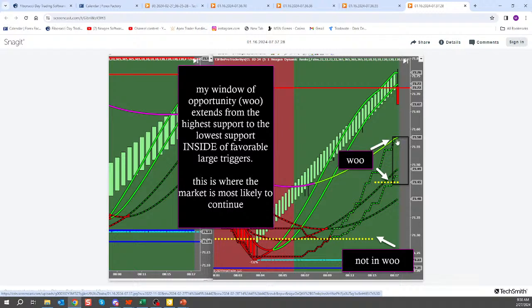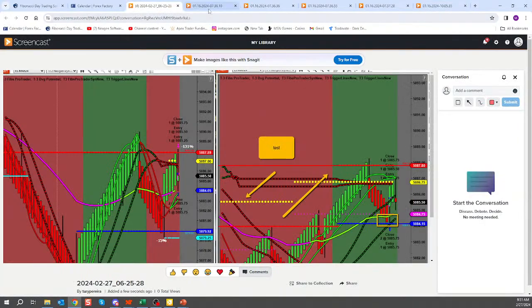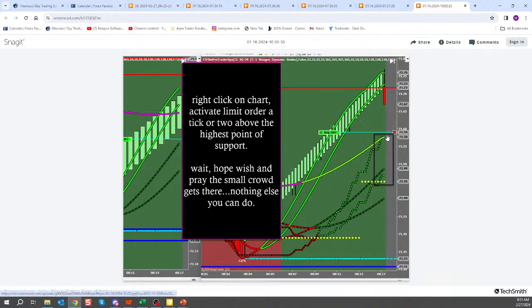It extends from the highest point of support to the lowest point of support inside of favorable large triggers. And guys, this whole sequence is on the spreadsheet that I gave you. At this point, the only thing left for me to do is to activate a limit order right at the top, right at that highest point of support because of the momentum on the large chart, right? Because when my large chart looks like this, I don't expect the small crowd to get a huge push. So I'm going to get in right at that highest point.